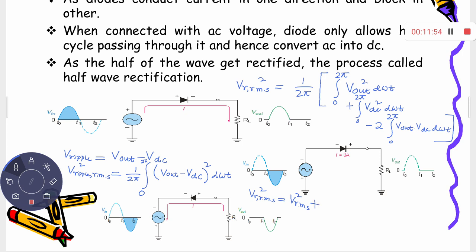Plus, the second one? VDC square. What will be the second term in this expression? If I integrate this, what will you get? Why zero? Is that difficult?